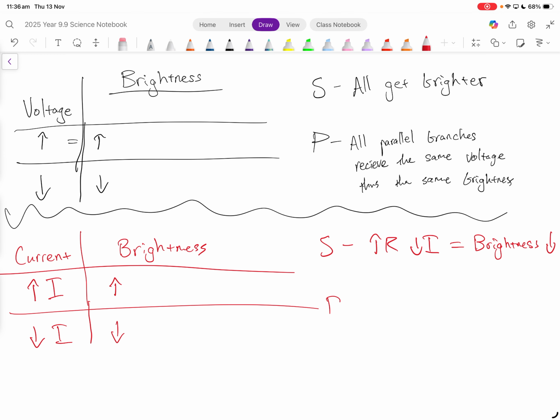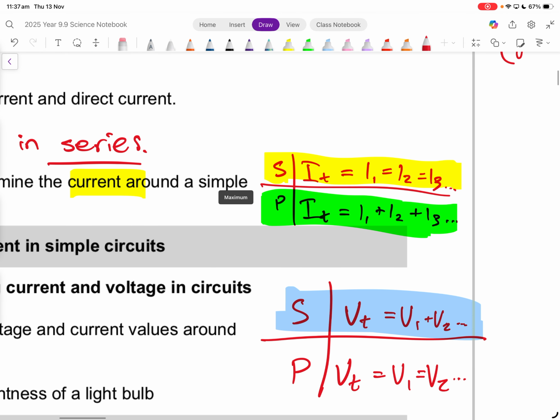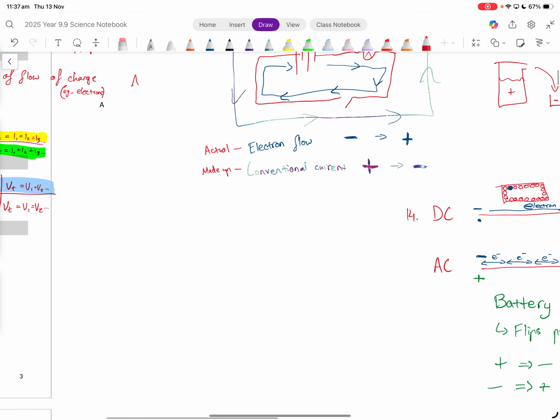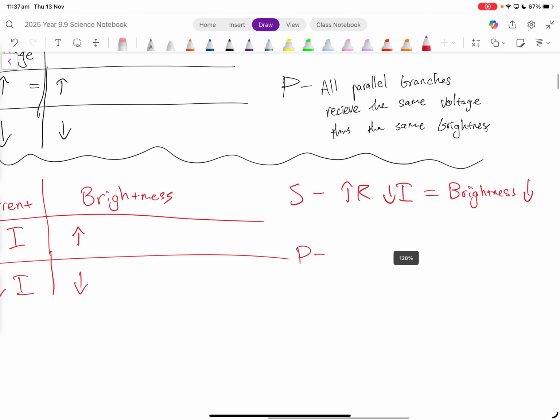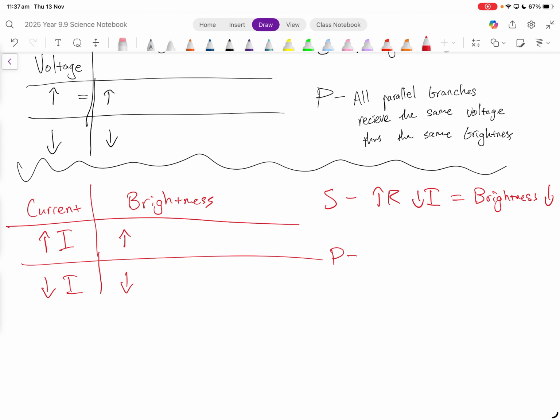What about in parallel now? What happens in parallel? If we go back to our parallel laws, they're cumulative, right? So they add together. All of our branches add together. So what's going to happen in a parallel circuit with the brightness of globes and current? If there is less resistance, there will be greater current, and the brightness will go up.